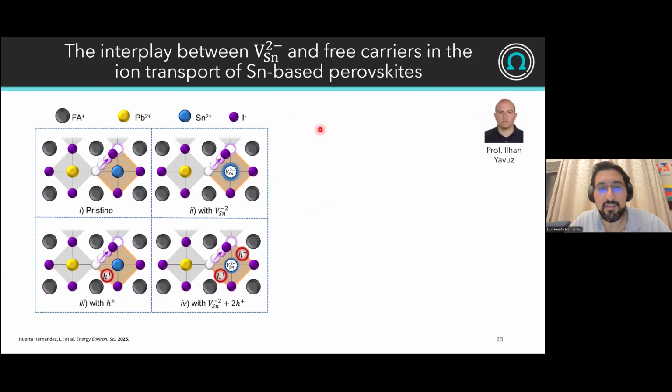We tried to come up with a theoretical model to explain these observations. And what we did is we studied the migration barrier for iodide migration under 4 different scenarios. In the first scenario, you just have the iodide migration, which we call the pristine. Now we wanted to observe what happens when you have a tin vacancy. Then we wanted to understand what happens when you have a positive charge in there. And then what will happen when you have tin vacancies, which are balanced by the positive charges of the holes.